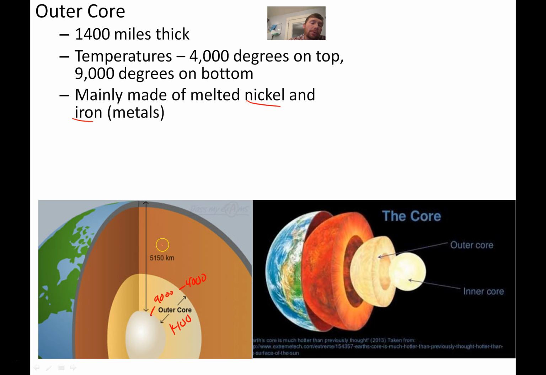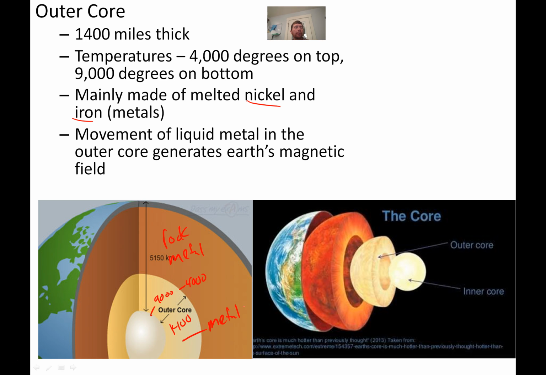So up in the mantle, we have melted rock and we have melted metal. In the outer core, we basically have all melted metal. That's the only thing we find down there. And that's the big difference between the mantle and the outer core, is the outer core is far more dense, it's hotter, and you don't find any rock there. Whereas in the mantle, you find lots of melted rock, okay?